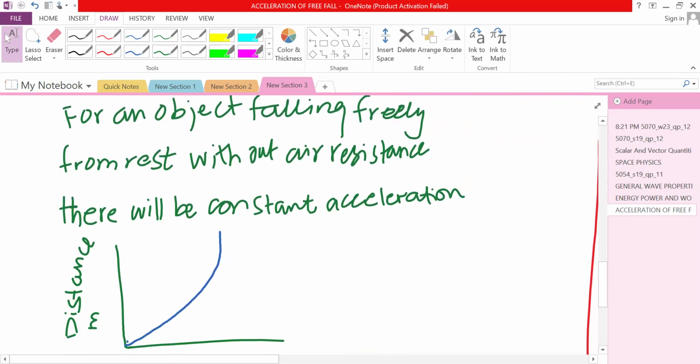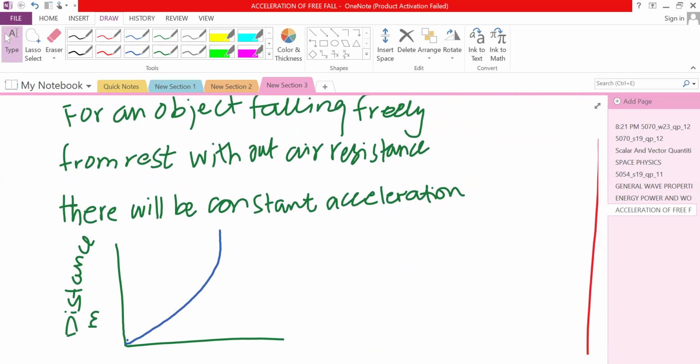For an object falling freely from rest without air resistance, there will be constant acceleration. So this is the graph of acceleration given. You can see this graph on your screen.